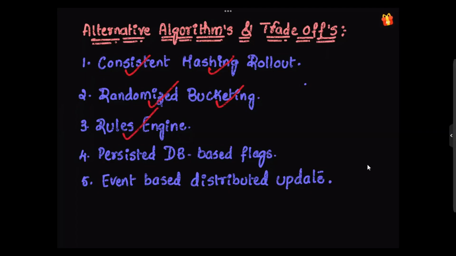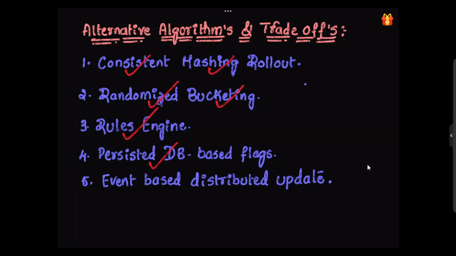The third one, we can implement a rules engine, nothing but DSL based. The main advantage of making use of a rules engine is that it would be very flexible. And the main con would be a much heavier design. So this is one of the cons.